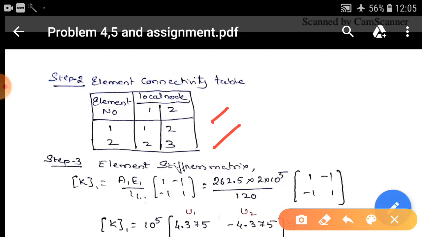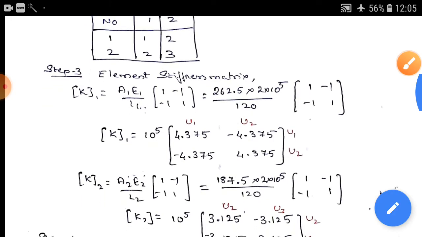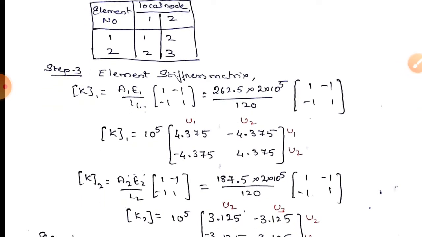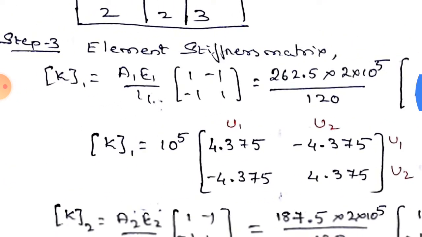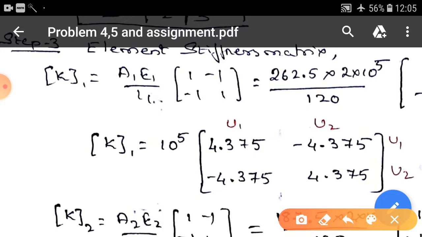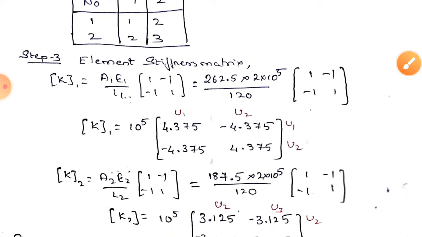Now what is our third step after drawing this element connectivity table? It is the element stiffness matrix. How to write the element stiffness matrix? You have to use the formula K is equal to AE by L, times the matrix 1 minus 1, minus 1 1. By this, if you solve it, A1 is 262.5, into E1 which is 2 into 10 raised to 5, divided by L1 which is 120, and the matrix 1 minus 1, minus 1 1.